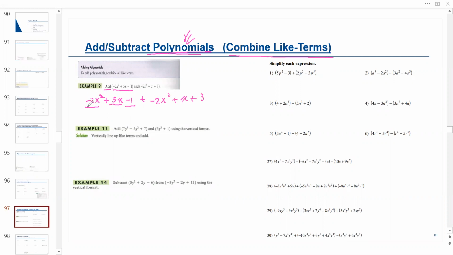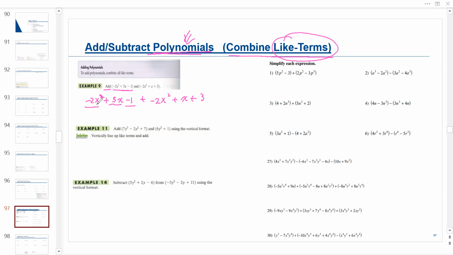This is a three-term polynomial. We call polynomial terms, three terms. When they do the addition, how do you simplify it? When you do these kinds of simplifications, you need to find like terms. Only like terms can combine together. So what we need to do is find out the like terms.